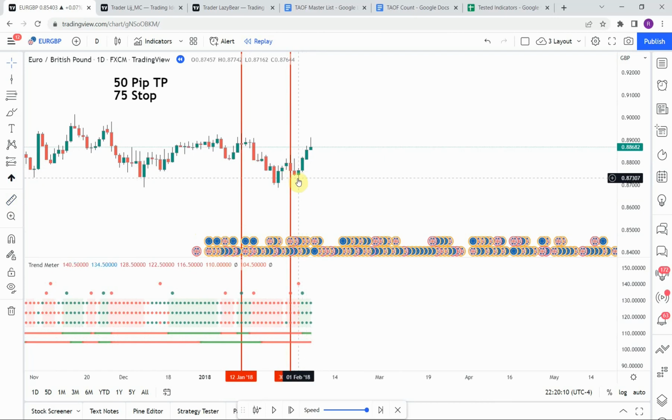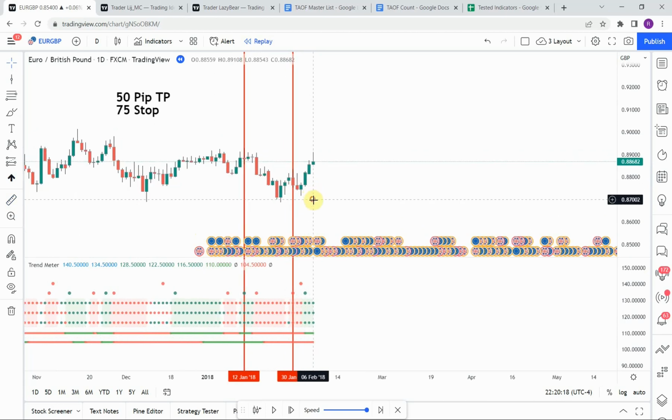We get a little bit of a push to the downside there, but not quite enough to hit our take profit. Got really close, barely misses it. And then we get this strong push back to the upside, which does come up and stop us out, unfortunately.